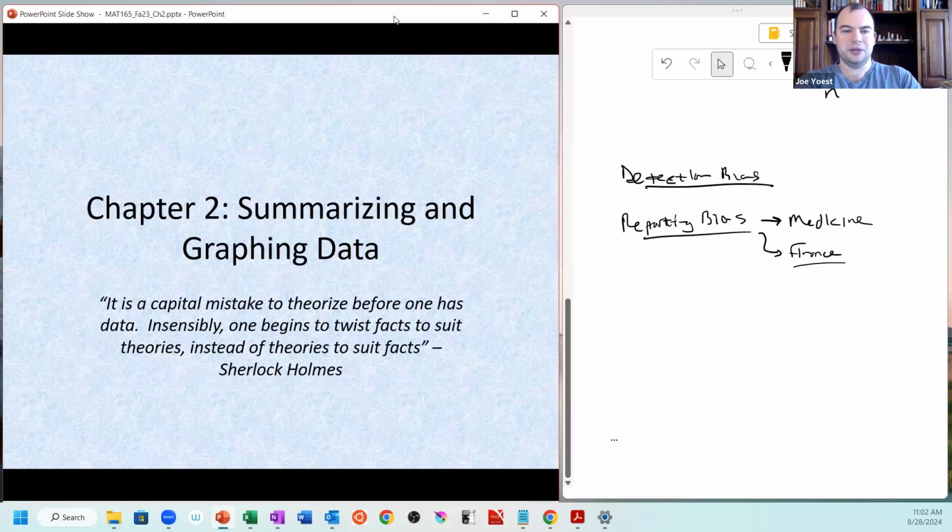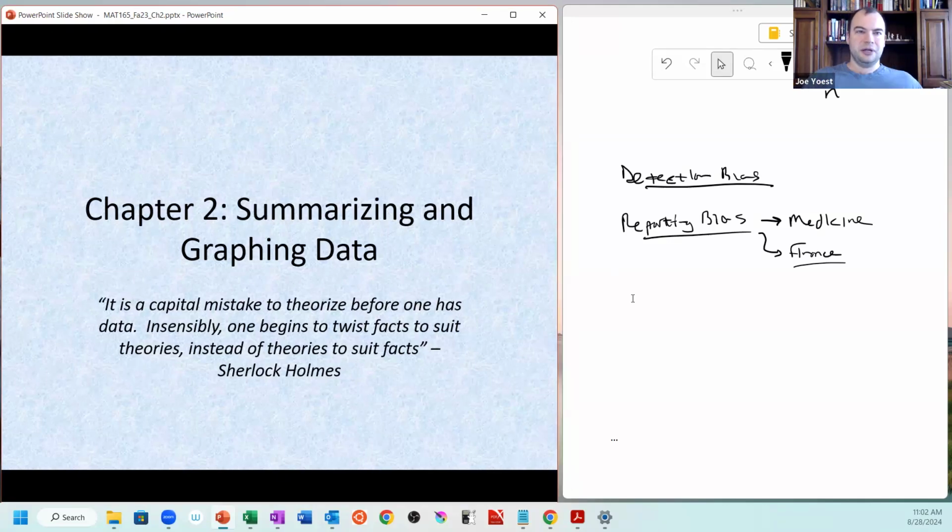Chapters 2 and 3 are both about taking a bunch of data, crunching it down, making it easier to digest. So easier to understand one facet of it, but at the expense of not having all of the nuance that the original data has. So there is a price to pay for this.